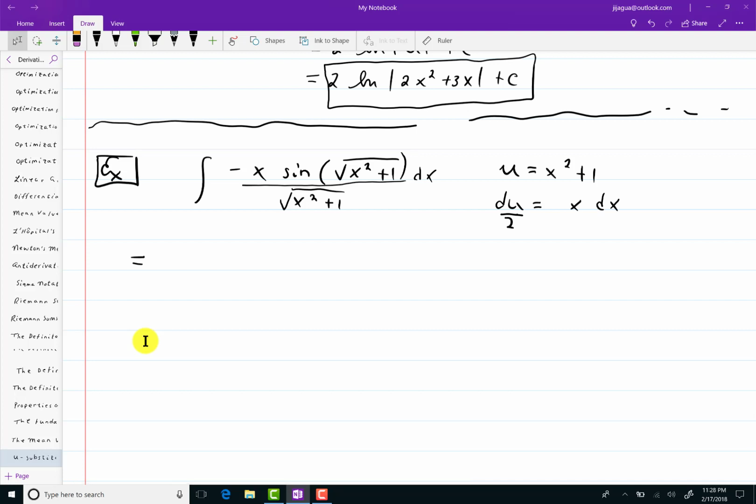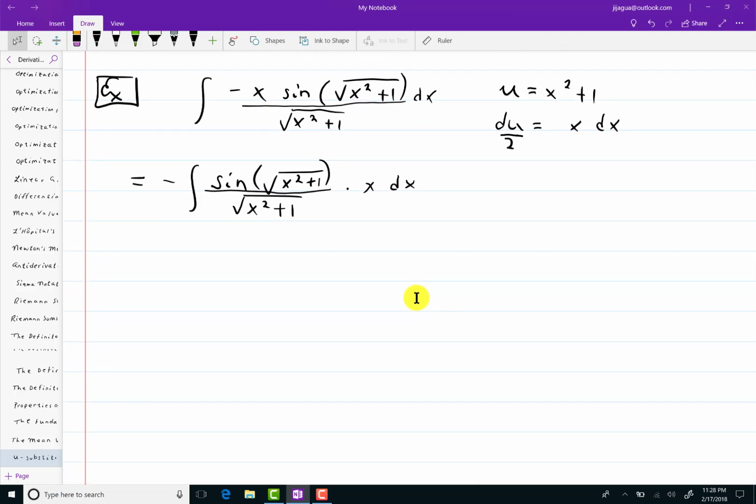I will have a negative in the front. I'm going to rewrite the integral before I make the substitutions. So I'm going to write sine of the square root of x squared plus 1 divided by the square root of x squared plus 1, and then times x dx. The reason I'm doing that is so that you can easily see where I'm making my substitutions.